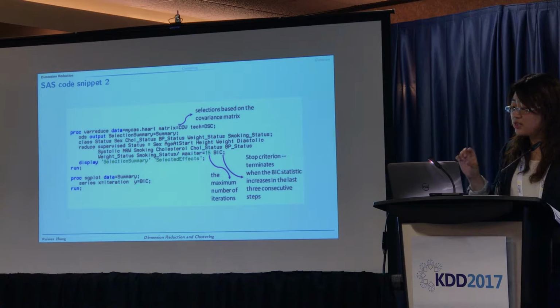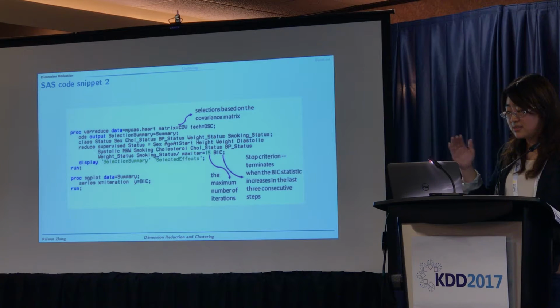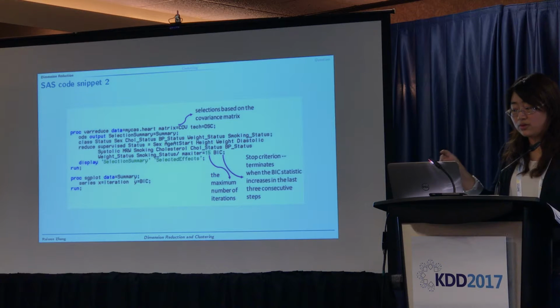The proc SGPLOT helps you to plot the BIC curve and see how the BIC statistics goes with the number of iterations.